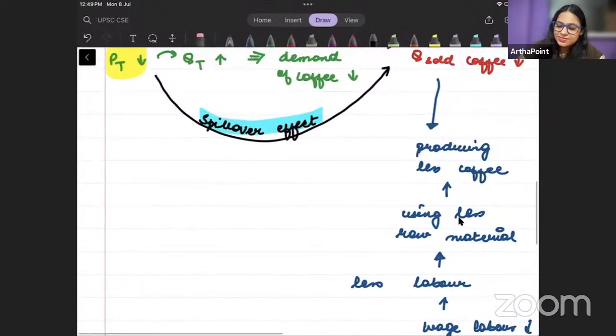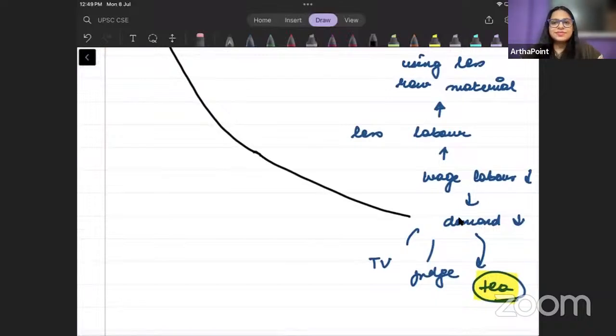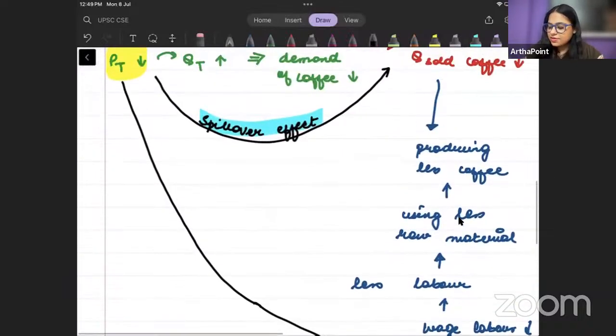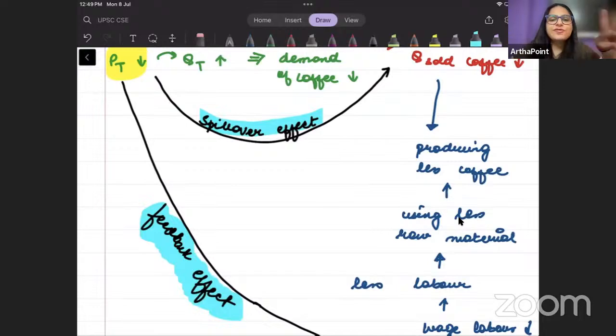This effect, if it hits the tea market itself, this becomes my feedback effect. This is called the feedback effect. So there are two effects that have taken place, two effects together. One is the spillover effect and the other is called the feedback effect, right?